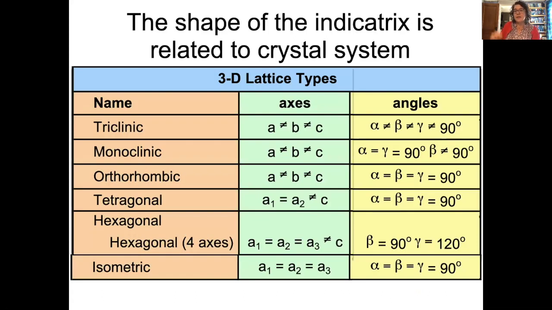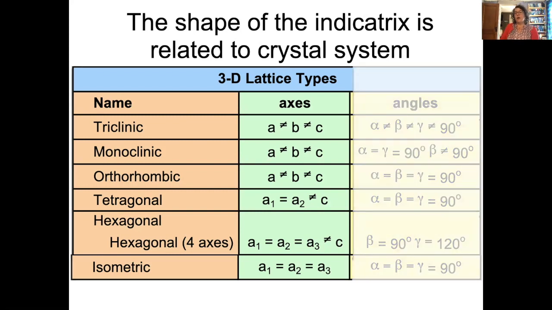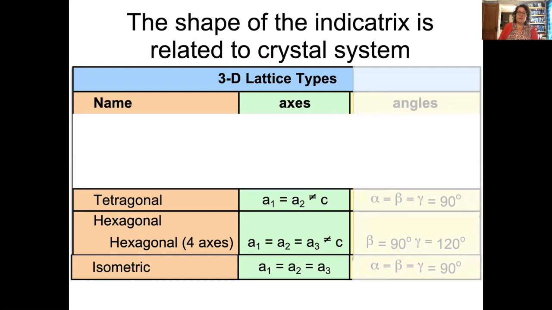The shape of the indicatrix is related to the crystal system. And I just want to remind you, there are 6 crystal systems, and they are defined by the relationship of the lengths of their axes, and the relationship of the angles between those axes. And each one has a different relationship. When we're talking about the indicatrix, we really only need to think about the axes. And if we look at that, there are 3 unique relationships that we see here. And today we're just going to talk about tetragonal, hexagonal, and isometric minerals.